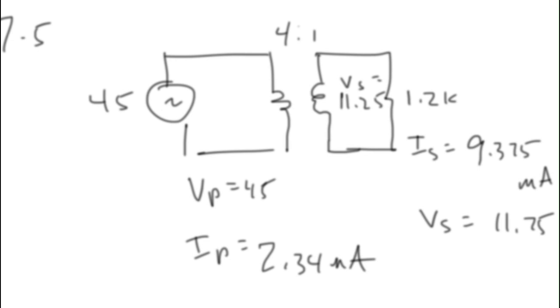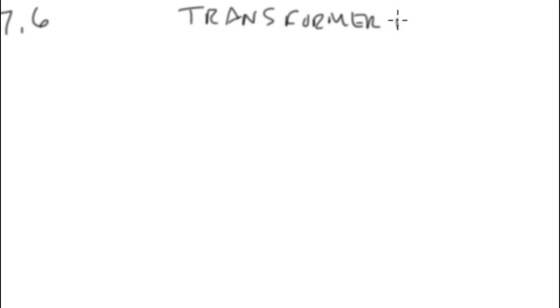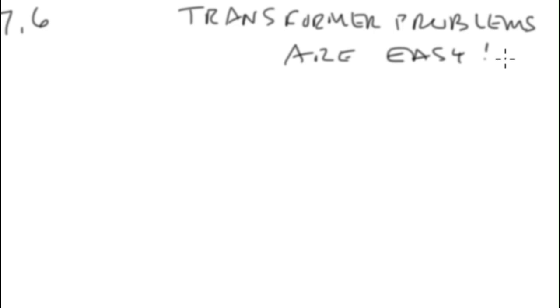And the last one. 7.6. So again, there's a lot of practice here. But basically we can say what? Transformer problems are easy. They are. Don't forget that. So basically you have this teeter-totter approach, big, little, big, and that's all you have to remember.